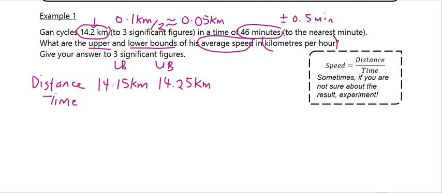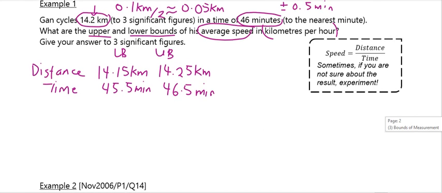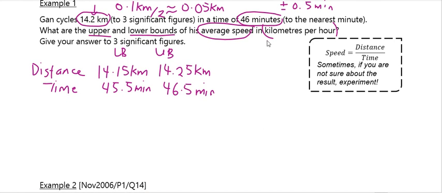And for the time, it will be 46 minus 0.5, so you will have 45.5 minutes. And for the upper bound of the time, it will be 46.5 minutes. Okay, let's double check them first. Make sure that your bounds are correct before you apply the formula for speed. Now, let's start with the speed, okay? Now, what are the upper and lower bound of his average speed in kilometers per hour?